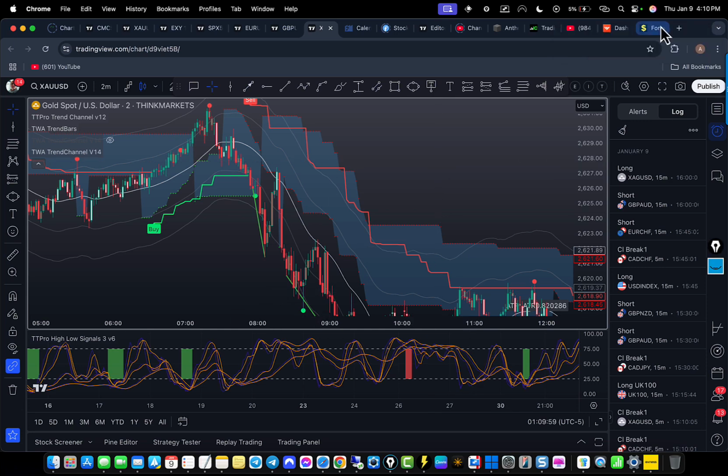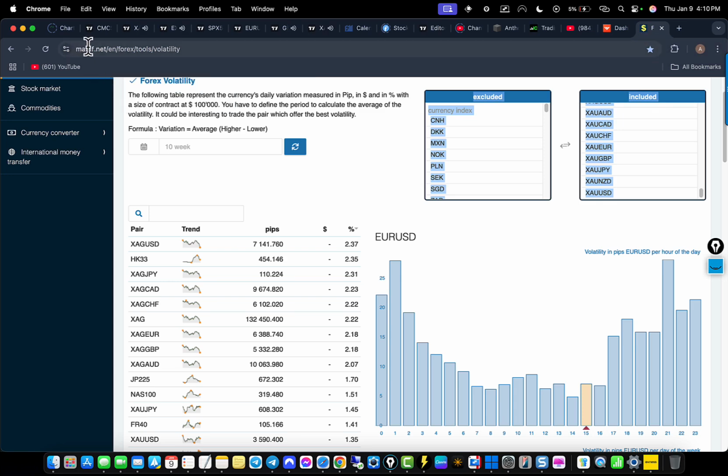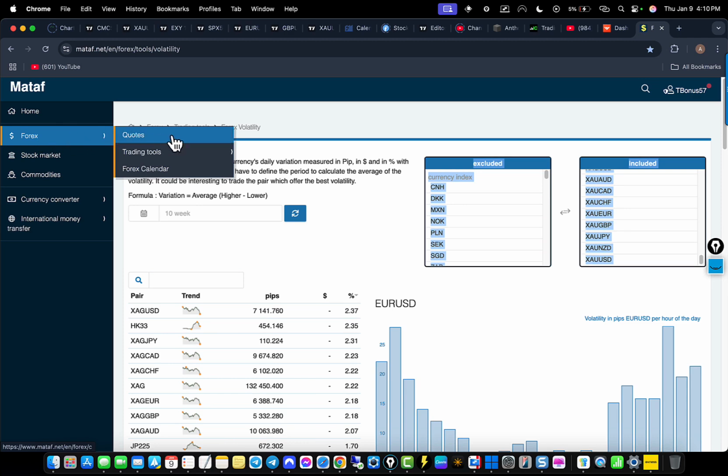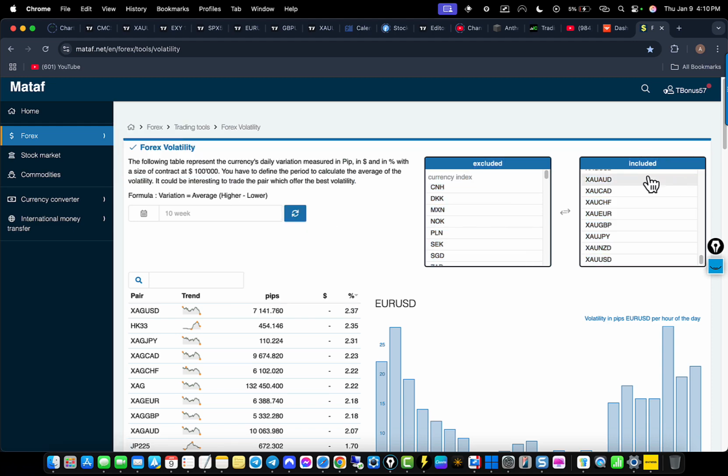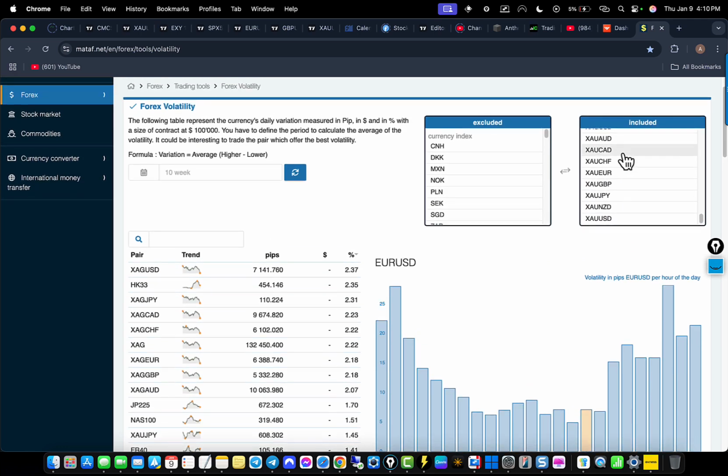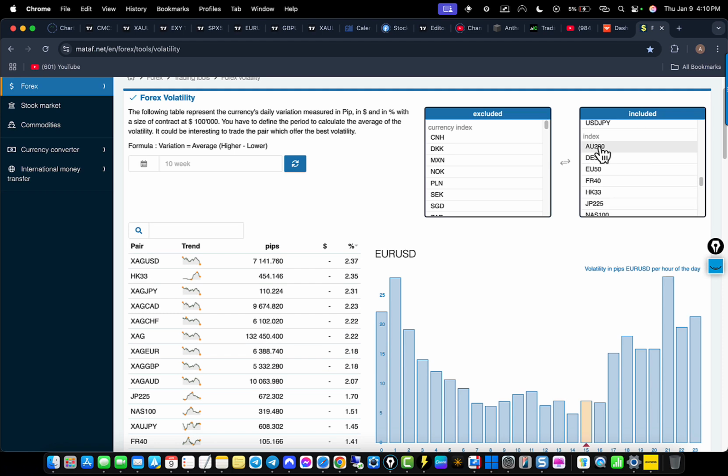But here's the thing. If we go to MATAF, sign up, it's free. Go over to the left, select Forex, go down to Trading Tools, and you'll find here this Forex volatility. Click that. And over here on the right, you can include and exclude a whole bunch of stuff. Quite easy. If you want to get rid of it, just click it and it'll disappear out of there like that.